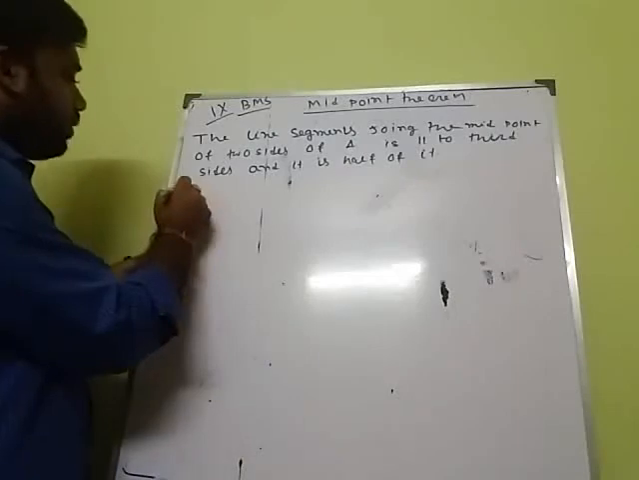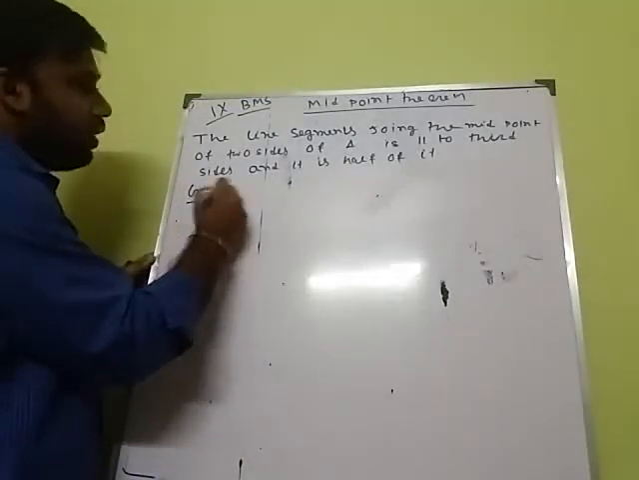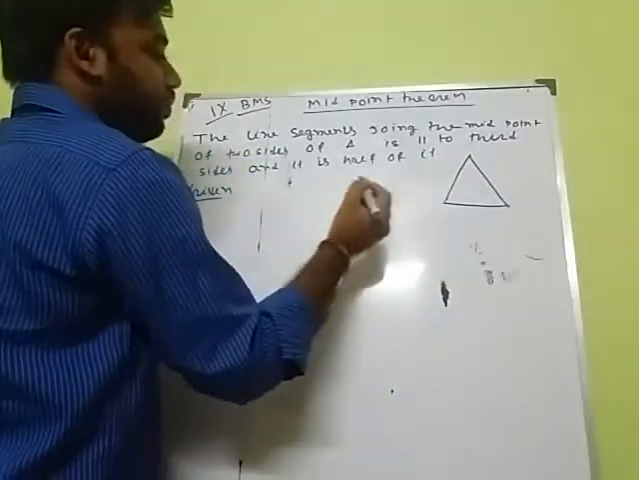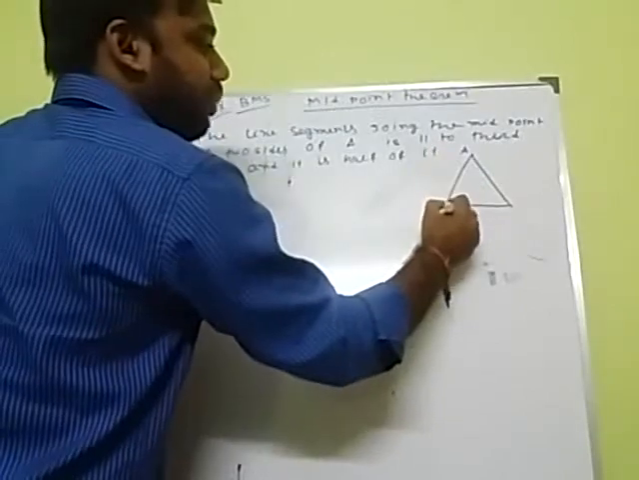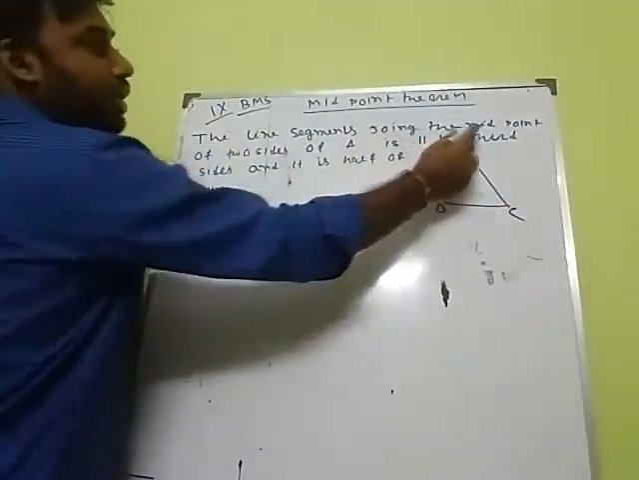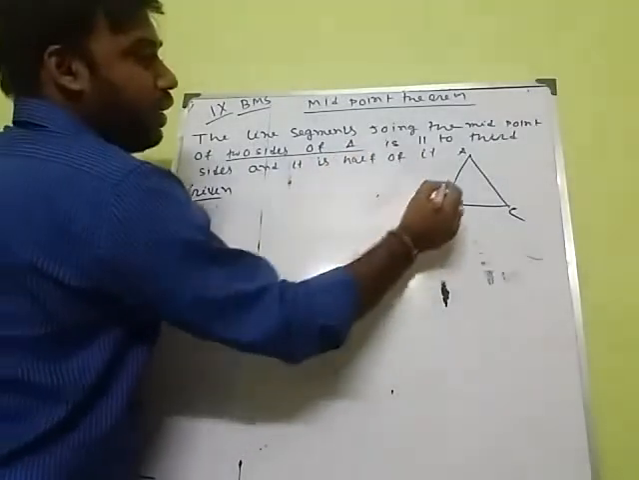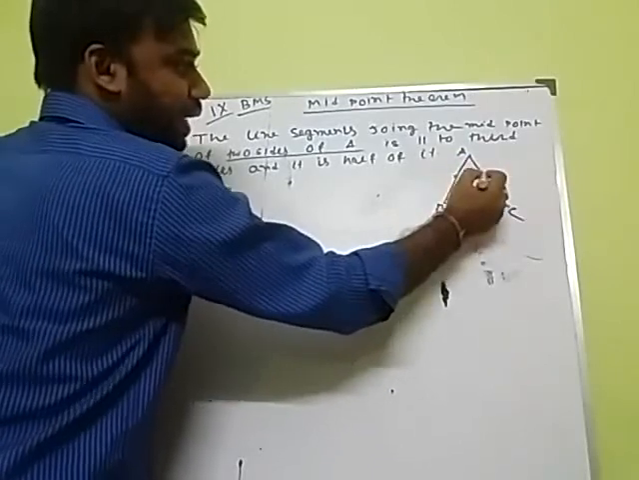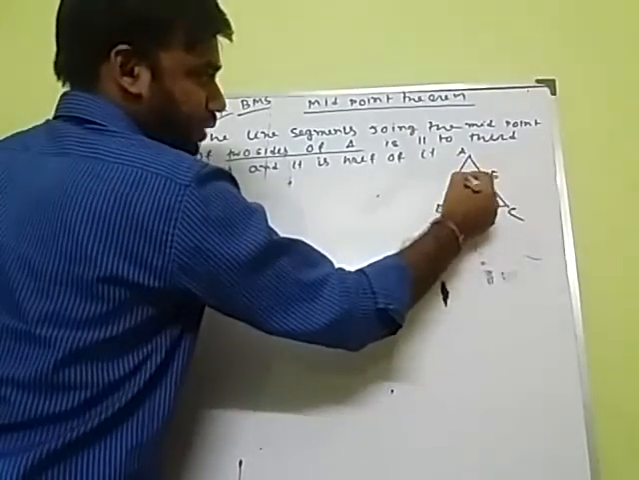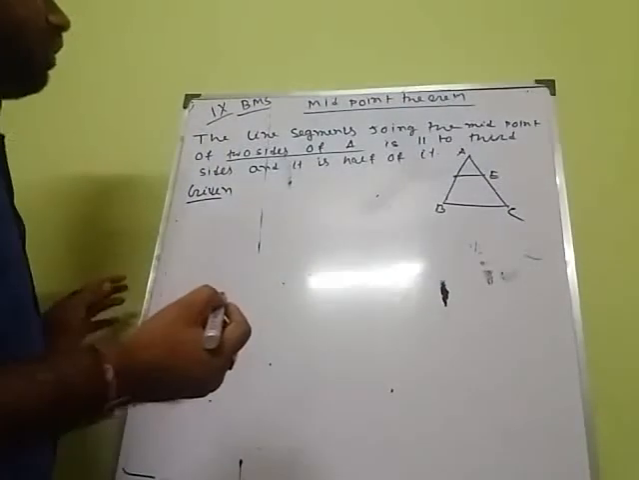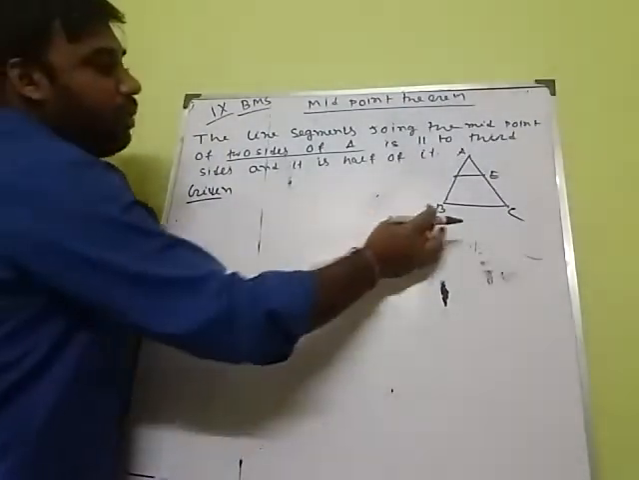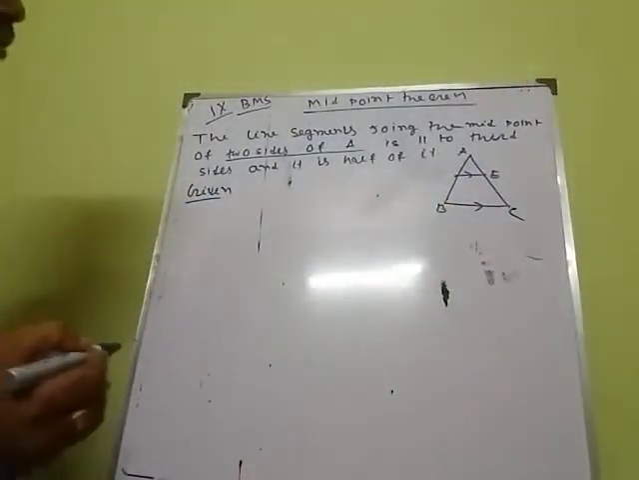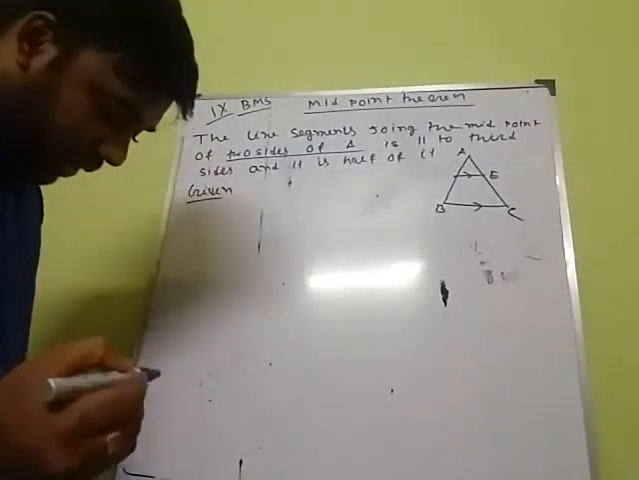So what is given, students? Given a triangle, and the triangle I am taking is triangle ABC. The line segment joins the midpoints of two sides of the triangle. So I am taking the midpoint of AB as D and the midpoint of AC as E. That line segment will be parallel to BC, and that is also half of BC.